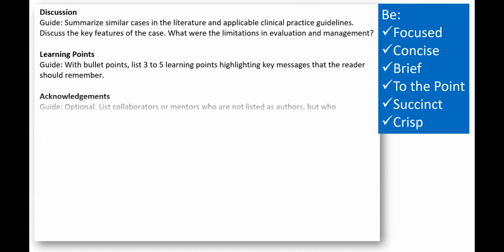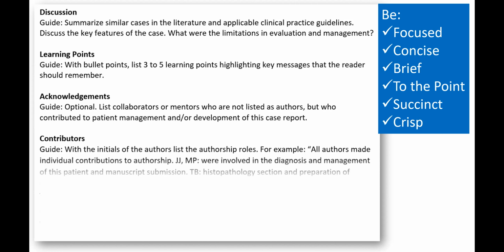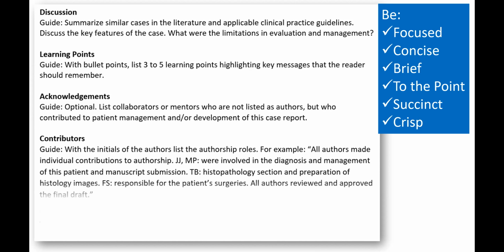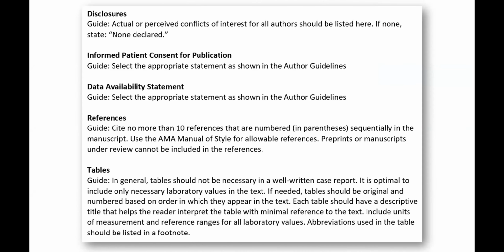Next would be acknowledgments. And this is optional, but list those individuals or mentors who help guide you in manuscript preparation. And then contributors, what do each of the authors contribute to the manuscript? If there's any funding, it should be listed here. Disclosures, any actual perceived conflicts of interest for the author should be listed. You need to document the type of informed patient consent that was obtained. Provide a data availability statement, references, up to 10 references.